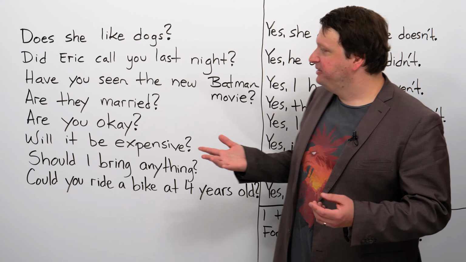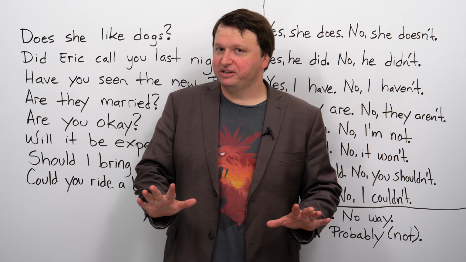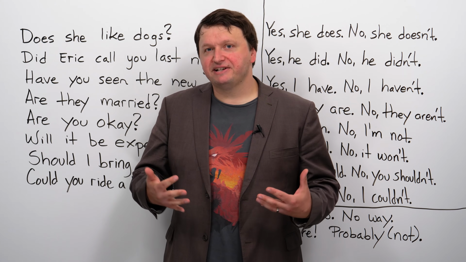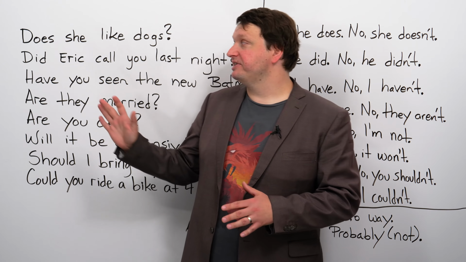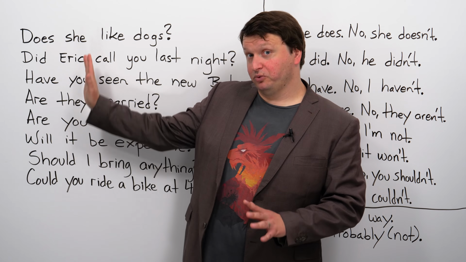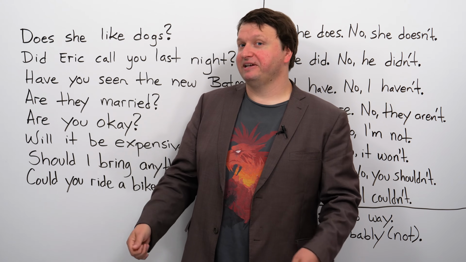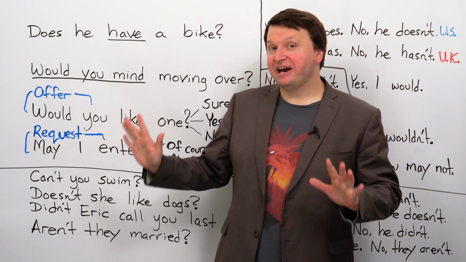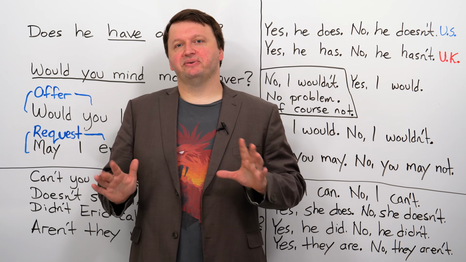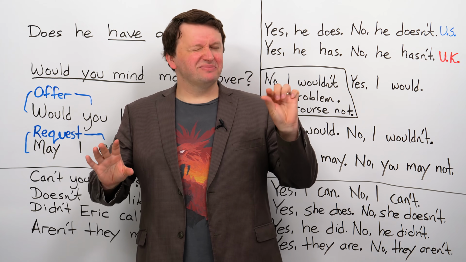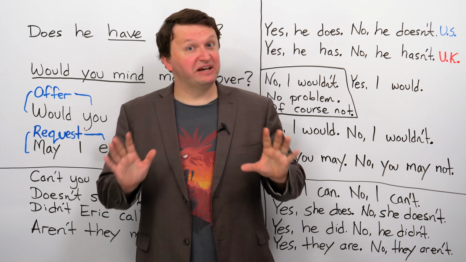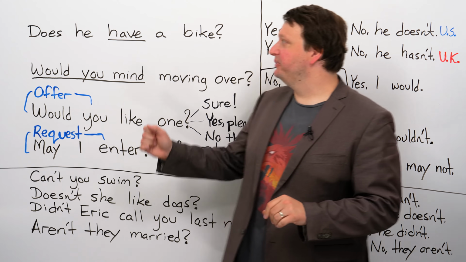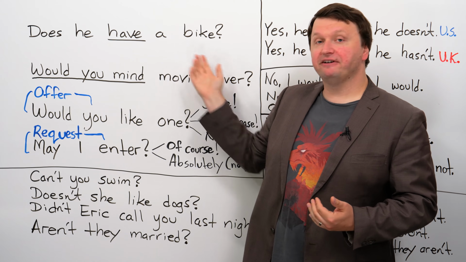Okay. All right. So far, so good. Let's go to some more examples where there are some exceptions to this rule that I just taught you. So let's keep going. Okay, so now we are going to look at some of those exceptions or stranger versions of yes or no questions. So here, does he have a bike?